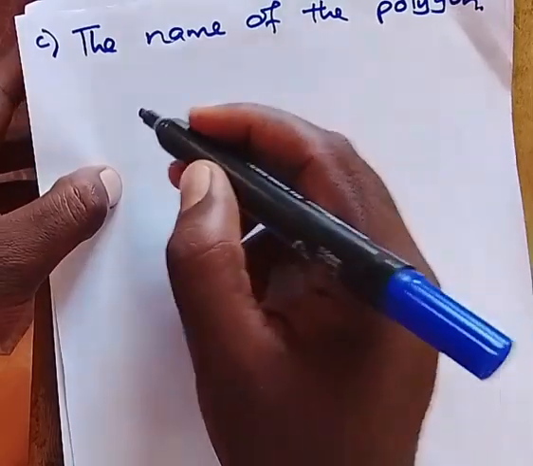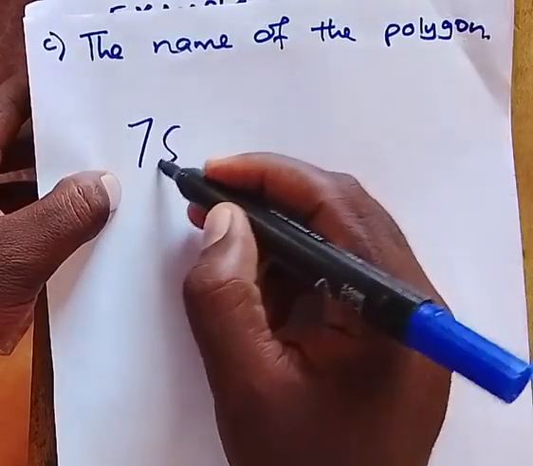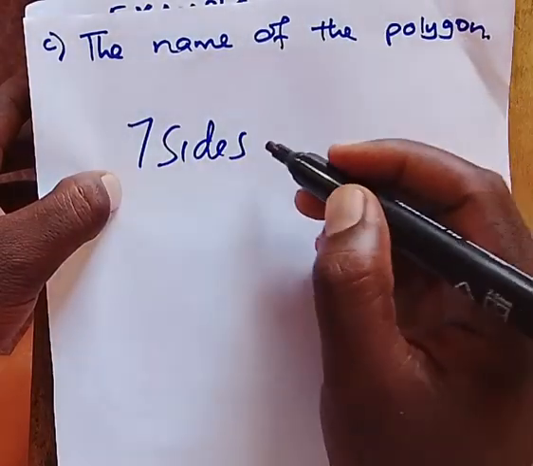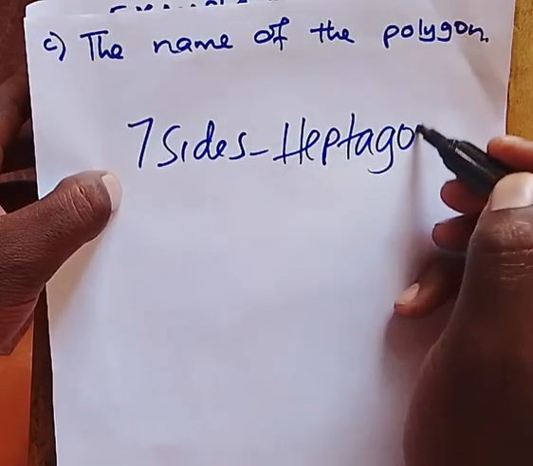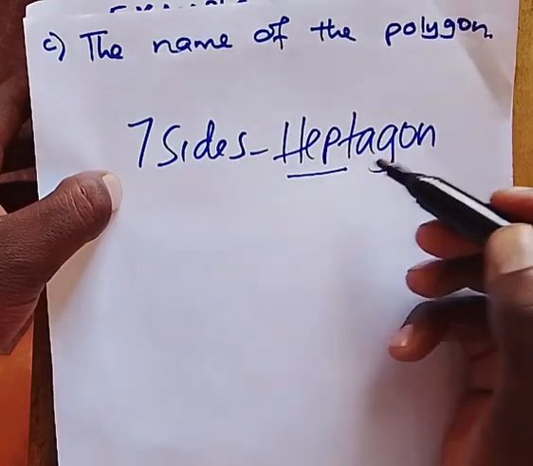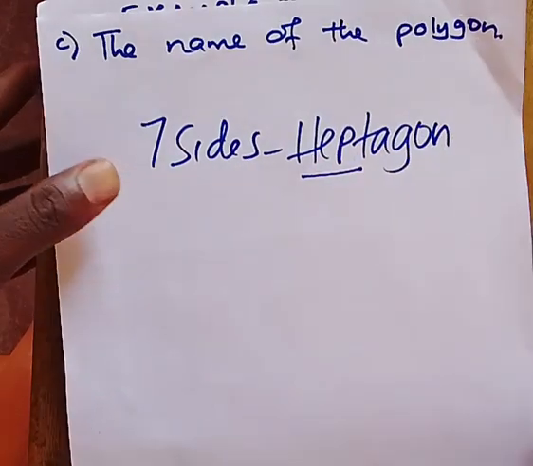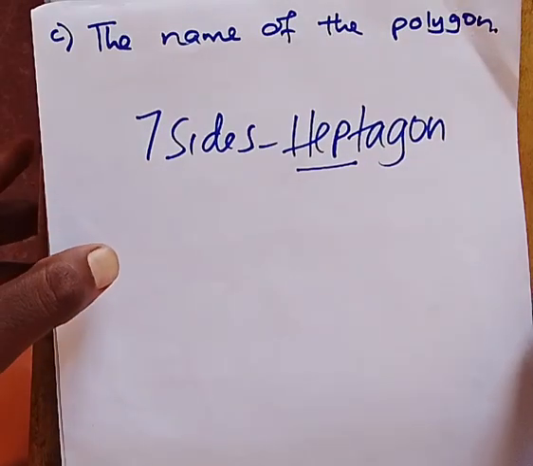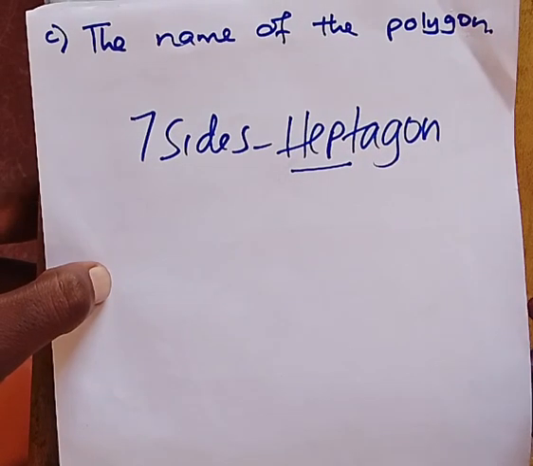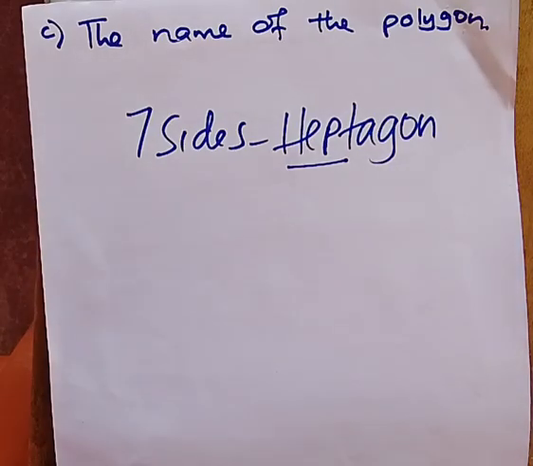So this polygon has 7 sides. The polygon with 7 sides is called a heptagon. It's called a heptagon because hept means 7. So we come to the conclusion of our class about polygons. Next time we are going to solve more examples on polygons.